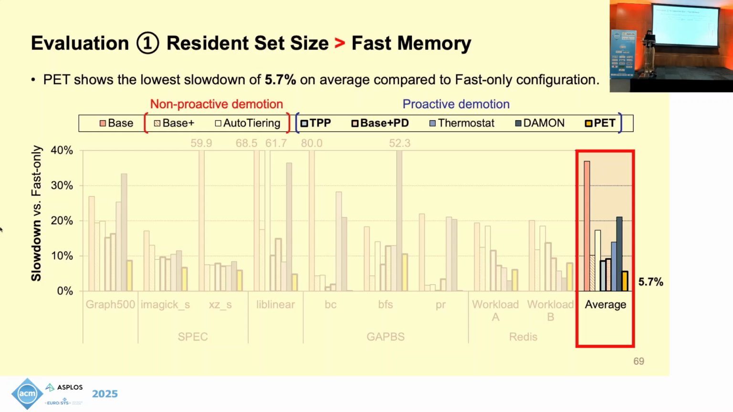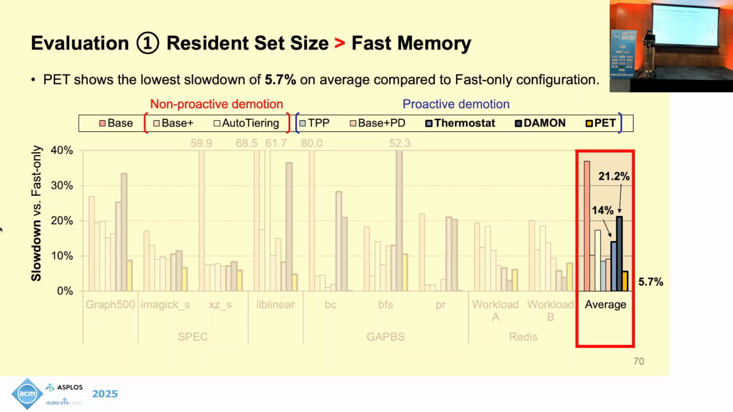PET shows the lowest slowdown of 5.7% on average, followed by TPP and Base Plus PD. We believe that PET, TPP, and Base Plus PD achieve relatively high performance because they rarely fail in the promotion and the fast memory allocation by triggering demotion proactively.